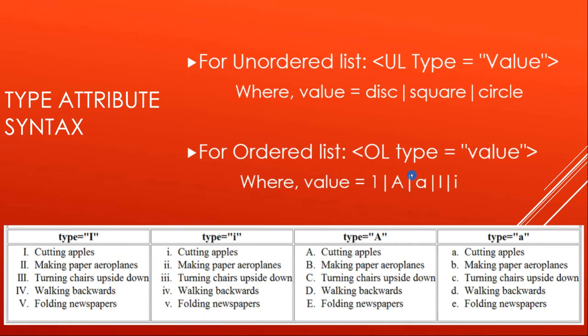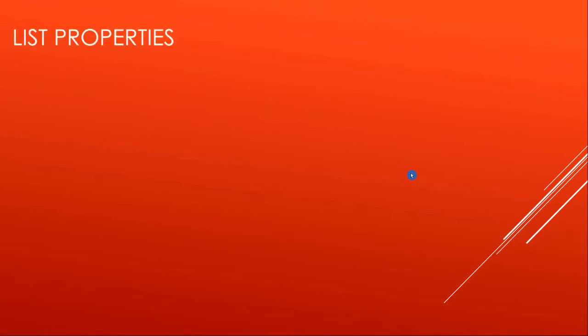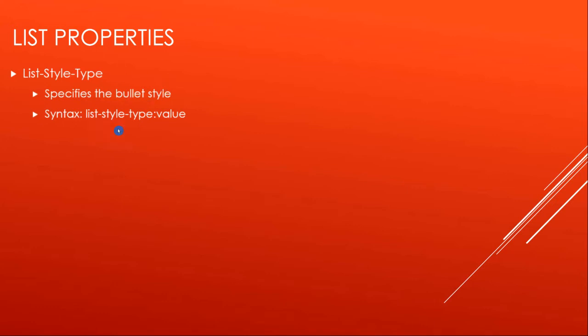So next we are going to see about list properties. Again, even for the list we have some properties. First one is list style type. It specifies the style of the bullet. So list-style-type colon value. In the place of value you can give none, which means there is no bullet. It will come simply as a one by one list. Then disk, circle, square, as we have seen in the attribute of your list. That is for unordered list.